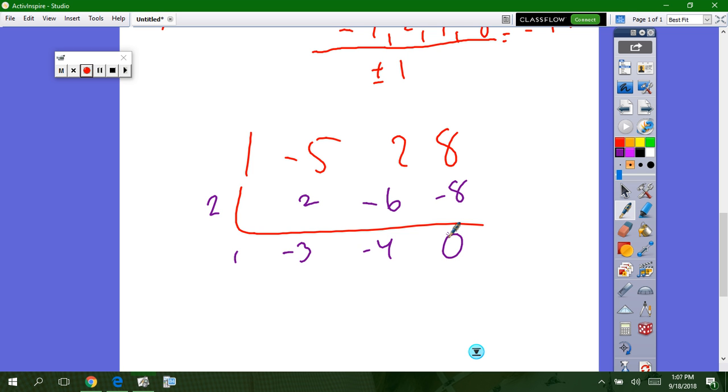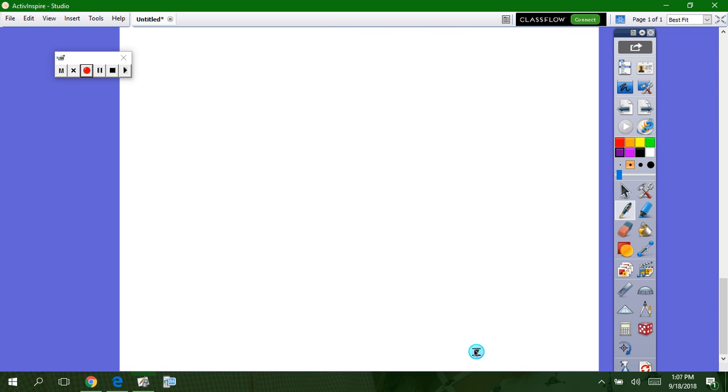Okay? Notice though, this was x cubed. What's this? X squared, right? Because once again, we divide it by that factor only.